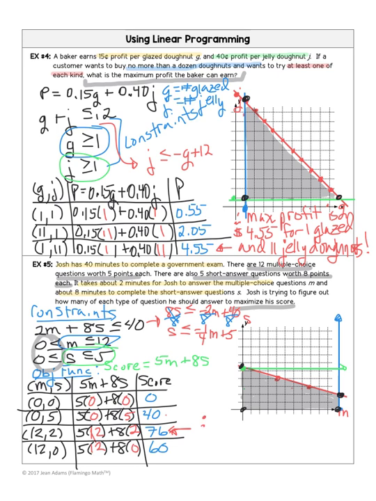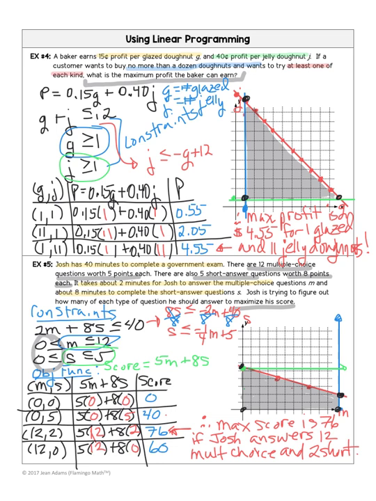So therefore, your max score is 76 if Josh answers 12 multiple choice and 2 short answer. Just leave it at short because I just ran out of room. Okay, last problem.